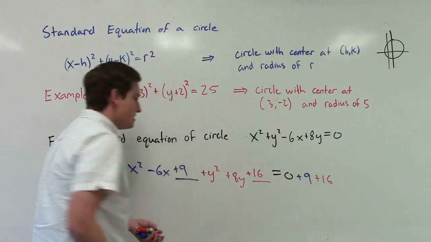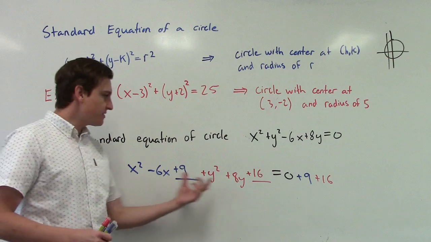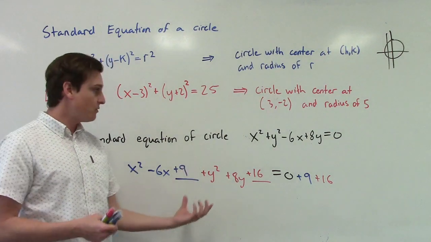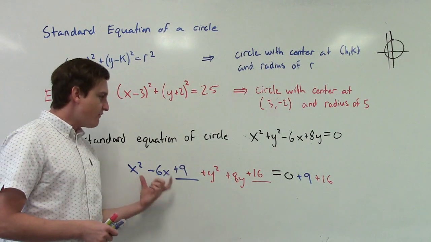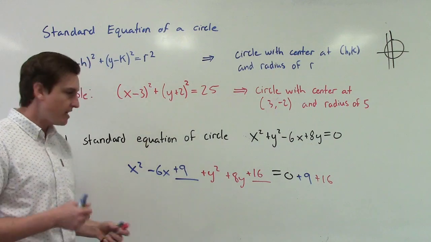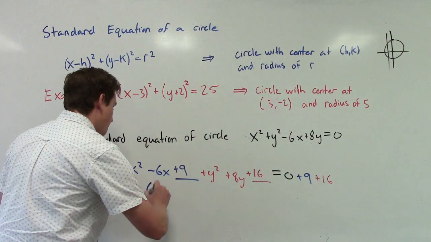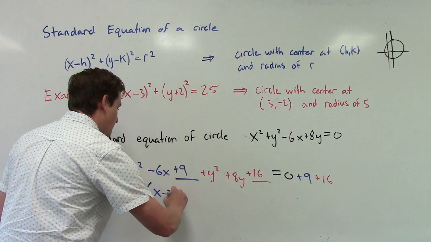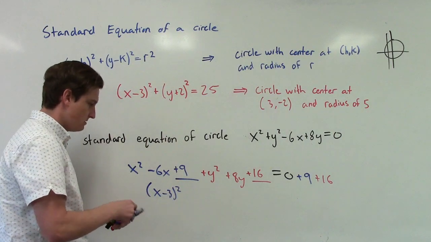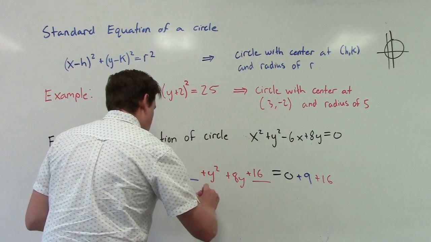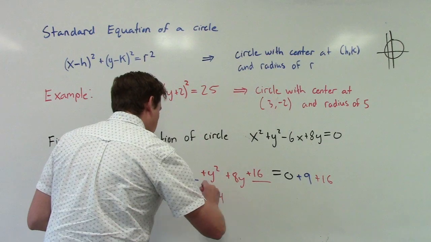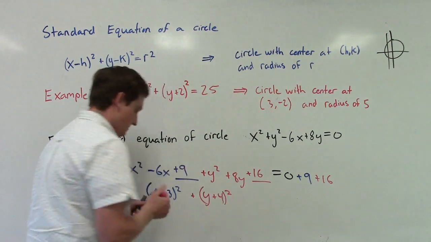Okay. So now that these are perfect squares trinomials, which is exactly what I wanted, I can now factor these perfect squares trinomials. I know what they're going to factor to. They're going to factor to x minus 3 squared and y plus 4 squared.